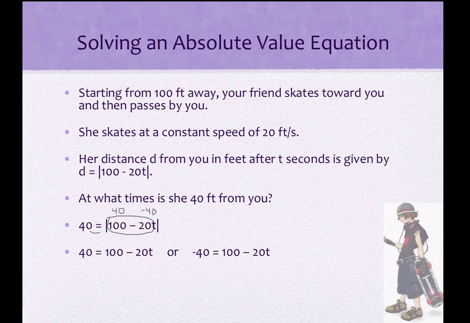We solve these two equations by subtracting 100 from both sides of the equations. And we get negative 60 equals negative 20t, or negative 140 equals negative 20t. Next step, divide by negative 20. That gives me 3 or 7. So the two times where my friend is going to be 40 feet from me is 3 seconds and 7 seconds.